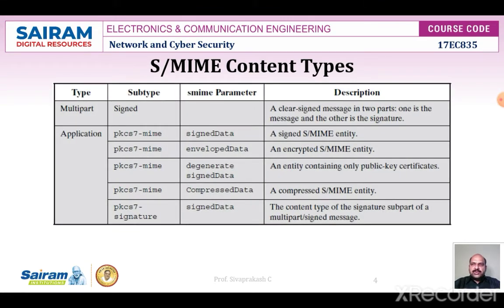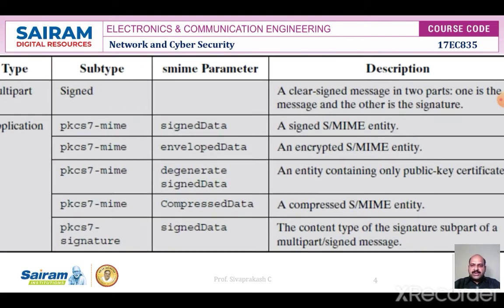It consists of two types. One is multipart and the next one is application, with a total of 6 subtypes: signed in multipart, and 5 in application: PKCS7 MIME, PKCS7 MIME and PKCS7 signature. Four of them are MIME, and one is for the signature. Let us see about this.